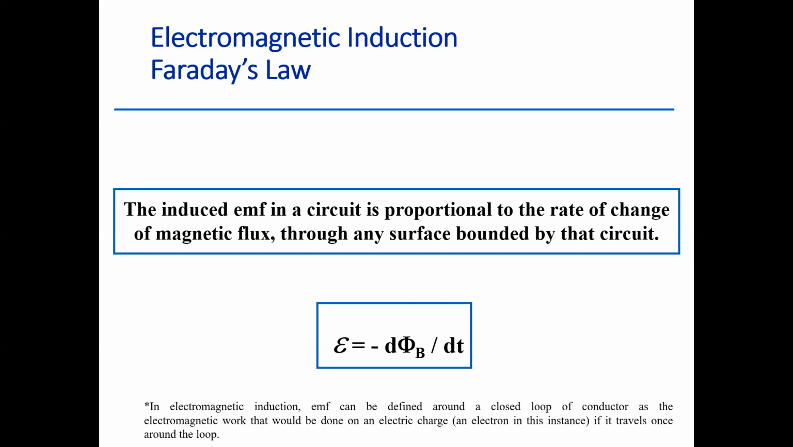which says the induced EMF in a circuit is proportional to the rate of change of magnetic flux through any surface bounded by the circuit. We'll discuss in detail, but basically you need to know what EMF is. In electromagnetic induction, EMF can be defined around a closed loop of conductor as the electromagnetic work that would be done on an electric charge, an electron for this example, if it travels once around the loop.